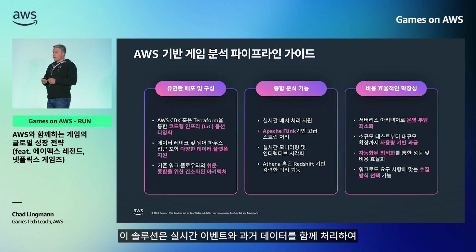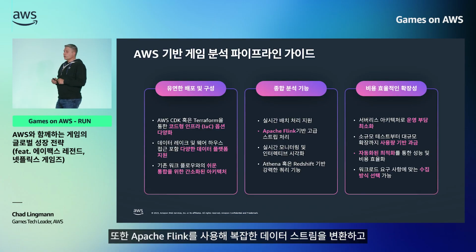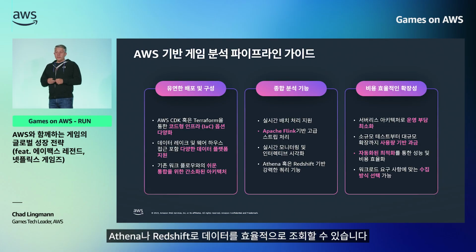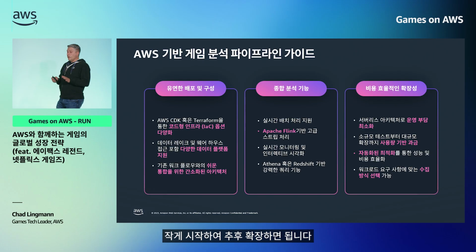So the comprehensive analytics capabilities and the deep insights into your games and players can come both from processing real-time events and historical data. You can also transform complex data streams with Apache Flink. You can create interactive dashboards with the OpenSearch service, and you can query the data efficiently by using Athena or Redshift.